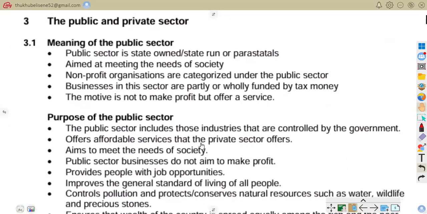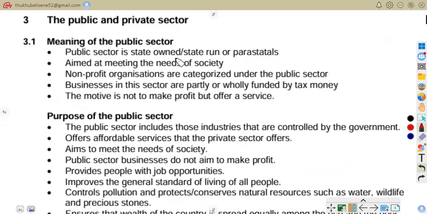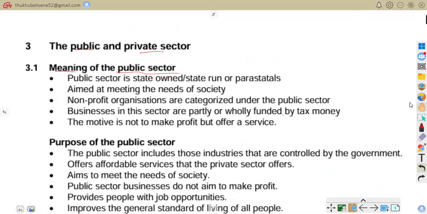Now we move on to the public sector and private sector. We are first going to talk about the meaning of the public sector. The public sector is state-owned or state-run, or parastatals. So we are saying it is owned and run by the government. The government controls these organizations.